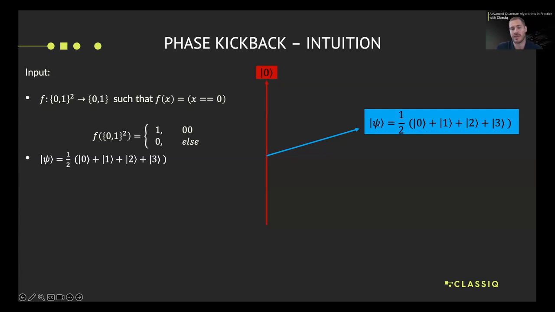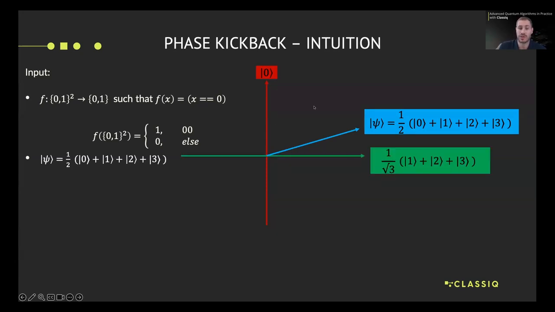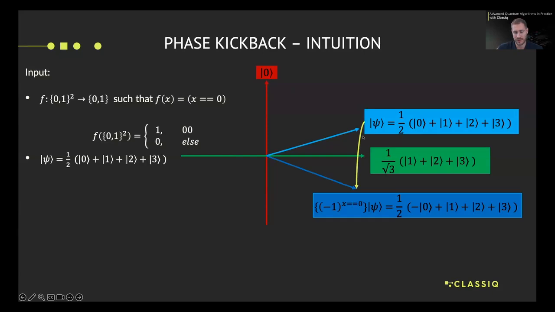So if we project the state psi on 0, there is some component of psi on the basis of 0. And then the second one, which is orthogonal to the state 0, is the superposition of 1, 2, and 3. Now, what the phase kickback does, in this graphical, pictorial way, is we flip the phase of the component of 0, right? So as we've seen earlier, we have -1 to the power of f of x.